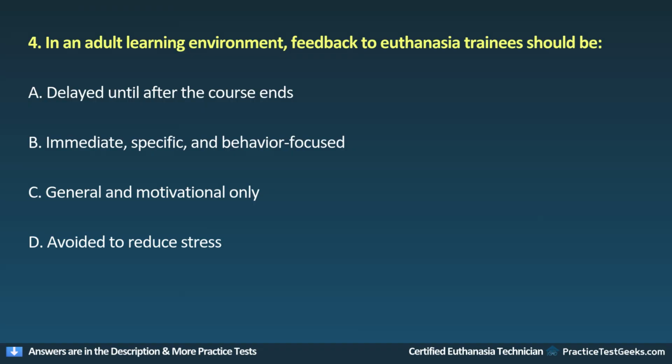4. In an adult learning environment, feedback to euthanasia trainees should be A. Delayed until after the course ends. B. Immediate, specific, and behavior-focused. C. General and motivational only. D. Avoided to reduce stress.